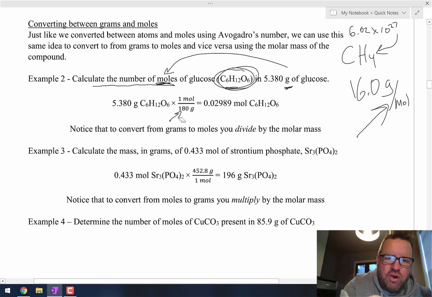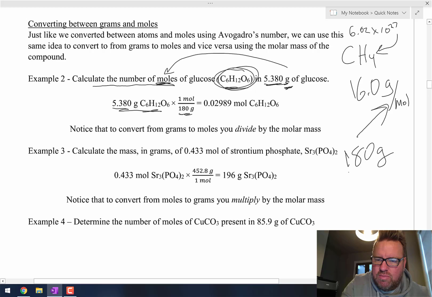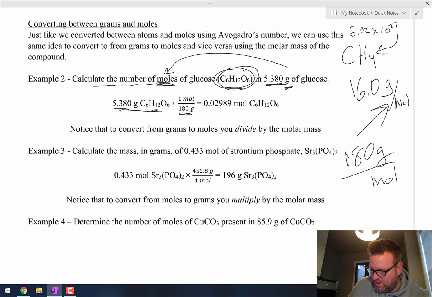So what we do is we start with our 5.380 grams of glucose, and then we put the molar mass on the bottom. Now again, why do we do it that way? Remember, it's 180 grams per mole. Okay, and when we say per mole, that's like saying 180 miles per hour. Well, how many hours is that? That's just 1 hour.